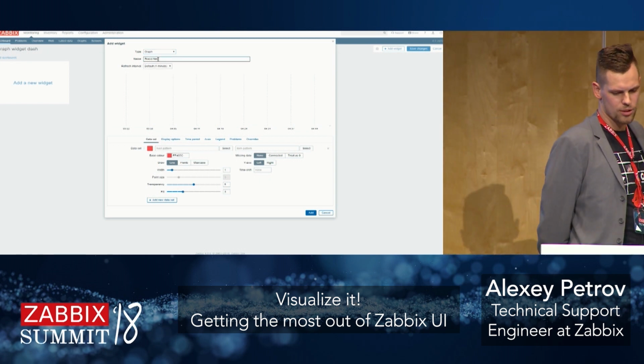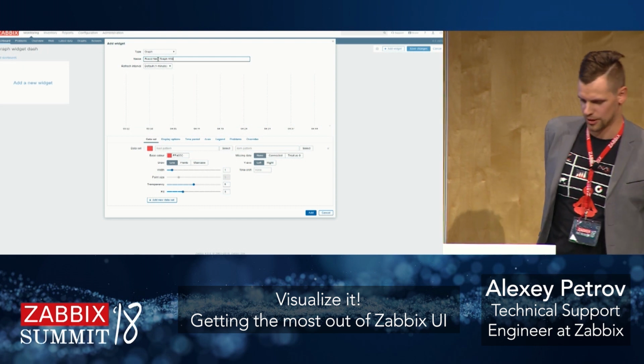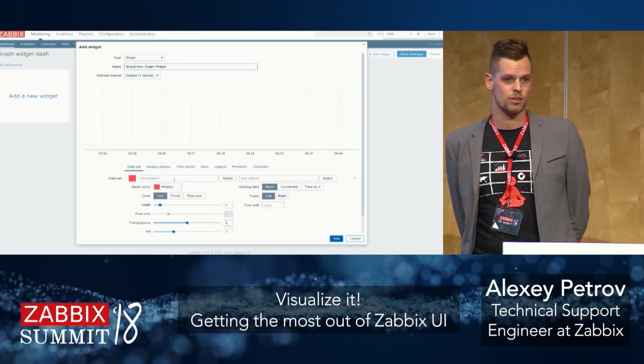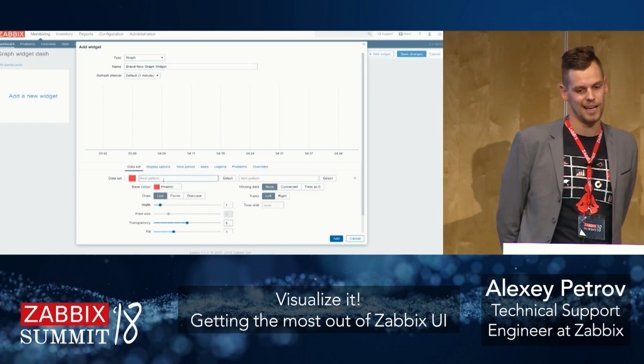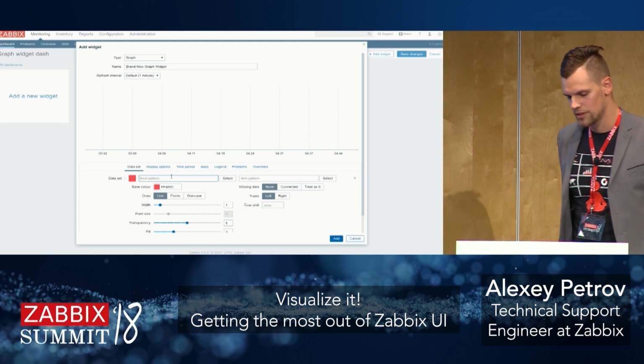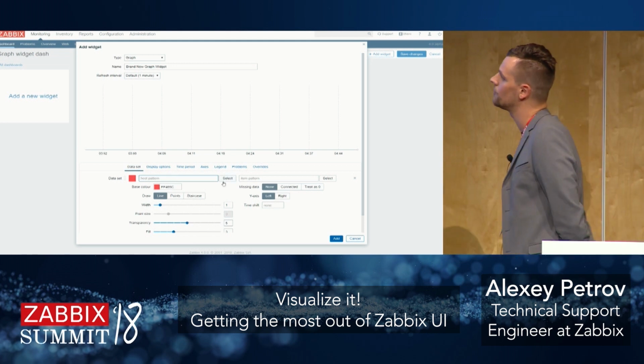Let's say I will call it a brand new graph widget, because it's a really totally new thing. The previous graph widget is moved to the name Graph Classic. I need to enter some host pattern here.